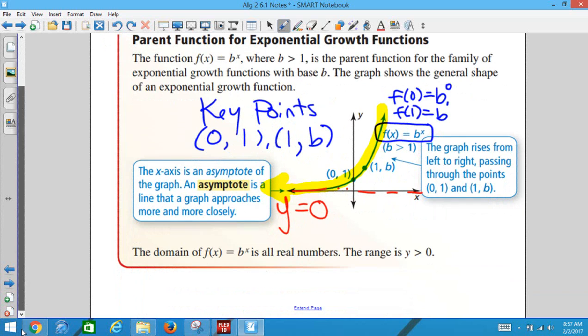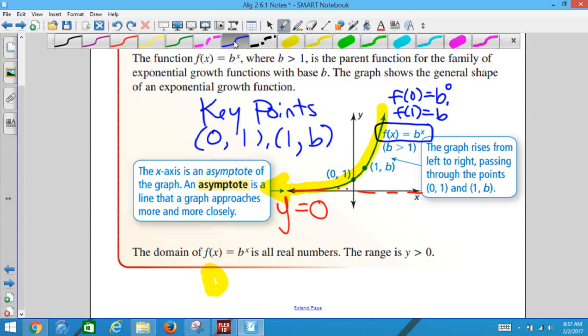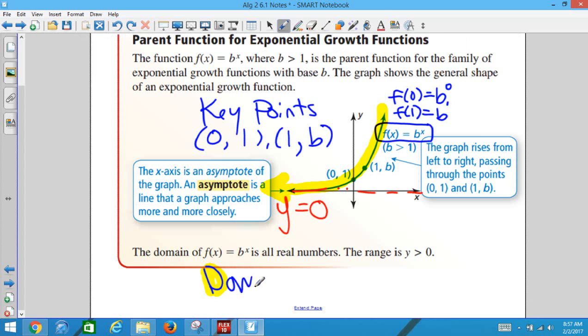Another thing you'll be asked to write about is the domain. And the domain, remember, is the x value. So for this function, it goes all the way to the left and all the way to the right. So what is the domain? Domain is all real numbers.